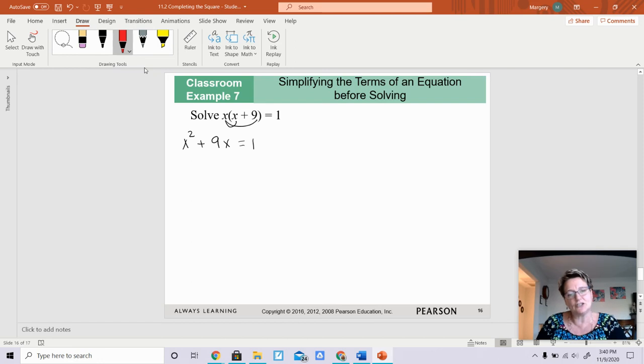So what I did is I distributed the x. The x times the x gave me x squared, x times the 9 gave me 9x. Because 9, which is my b value, is an odd number, I'm not going to waste my time completing the square because I'm going to have to add fractions and I don't want to deal with fractions. So I'm just going to solve it using the quadratic formula. But to use the quadratic formula, I need to move over the 1. So now I have x squared plus 9x minus 1 equals 0.